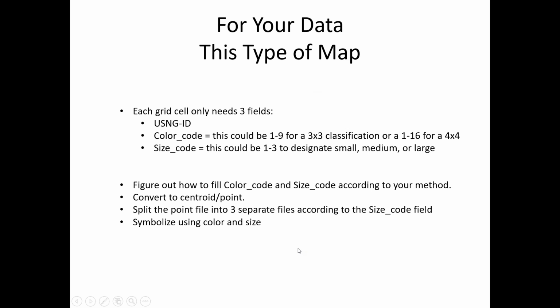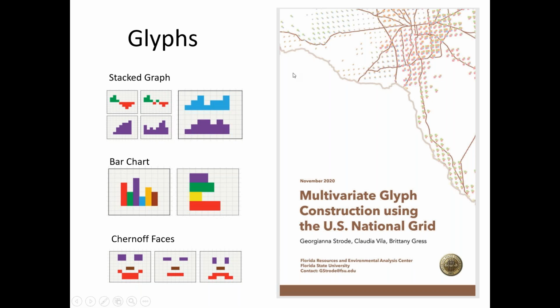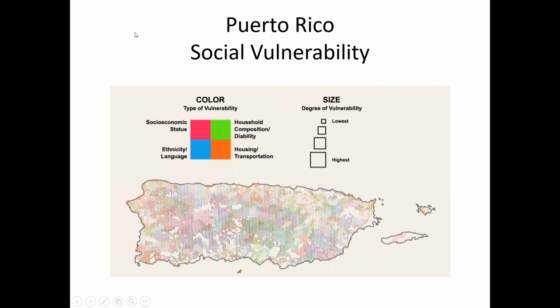And that's it. Now the last section here is making multivariate glyphs. Basically, you can make any design that you want as long as it fits in a 10 by 10 grid area, and I'll show you how to do some of this. Here's an example of Puerto Rico. So this is social vulnerability.